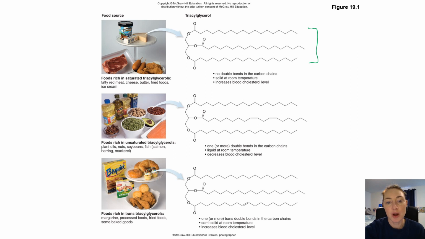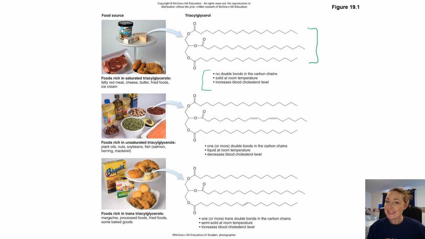And here are some of the properties. They have no double bonds. They are solid at room temperature. The lack of double bonds, or the presence of saturation, means that you have straight chains that can pack tightly at room temperature, so they're going to be solid at room temperature. These types of fats also are going to increase your blood cholesterol level, which was important when we talked about our steroids podcast. We had a discussion on cholesterol, so make sure you review that as well.